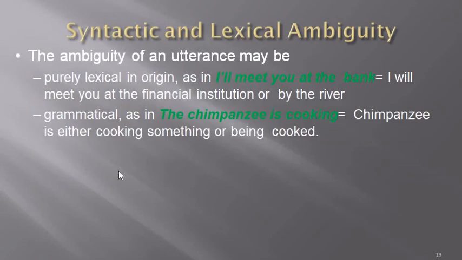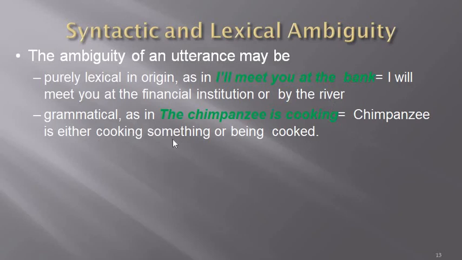So syntactical ambiguity can arise, and lexical ambiguity can also arise, because for the ambiguity of an utterance there are two types, lexical and syntactical ambiguity. Purely lexical in origin, here you can see, I'll meet you at the bank. If someone is uttering this, the lexical confusion and ambiguity can arise on the basis of the meaning of the word bank, whether it's the financial institution or by the side of the river. So which bank is the other person referring to?